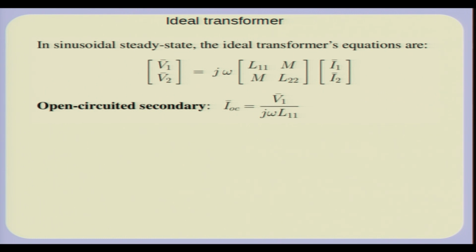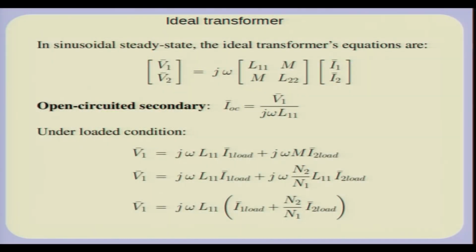If we talk of an ideal transformer operating in sinusoidal steady state, we can get some more interesting relationships. In case we keep the transformer open circuited, it is very clear from this equation that the open circuit current, that is, with the transformer secondary open circuited, is V1 upon j omega L11. V1 bar of course represents a phasor. So, we are talking of sinusoidal steady state in the same sense as we understood it in the first 5 or 6 lectures of this course.